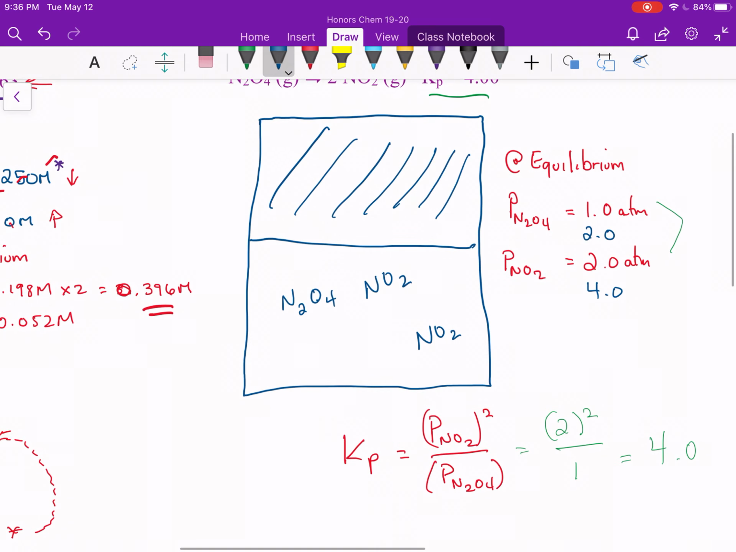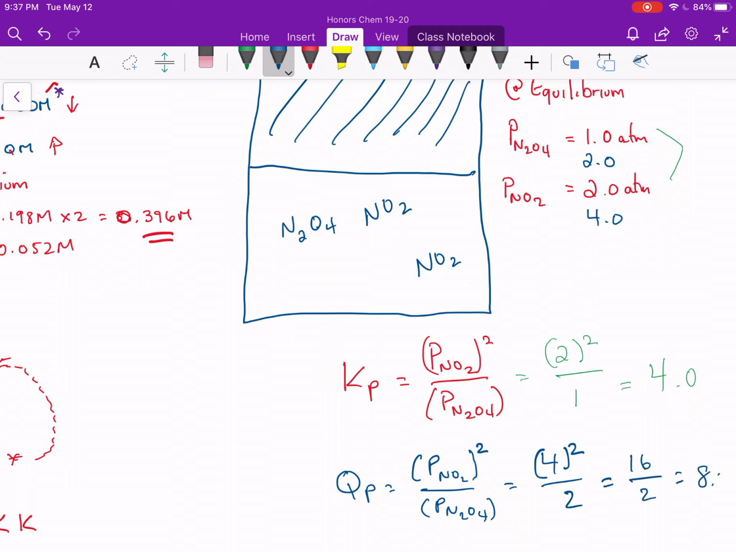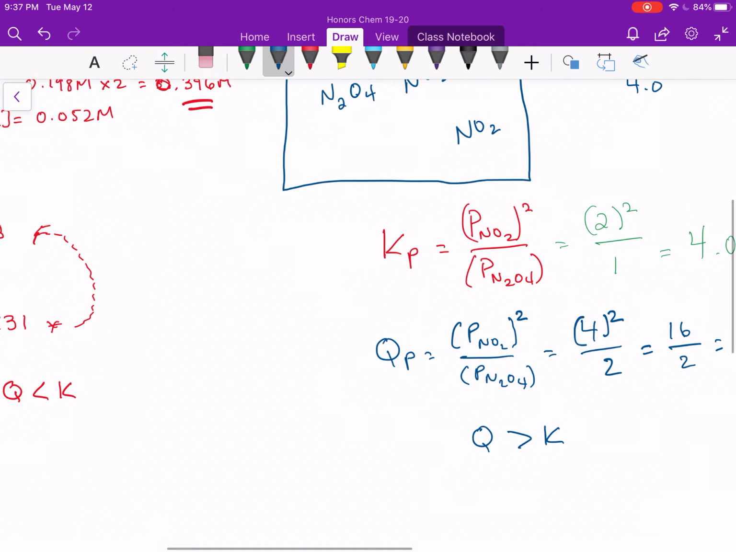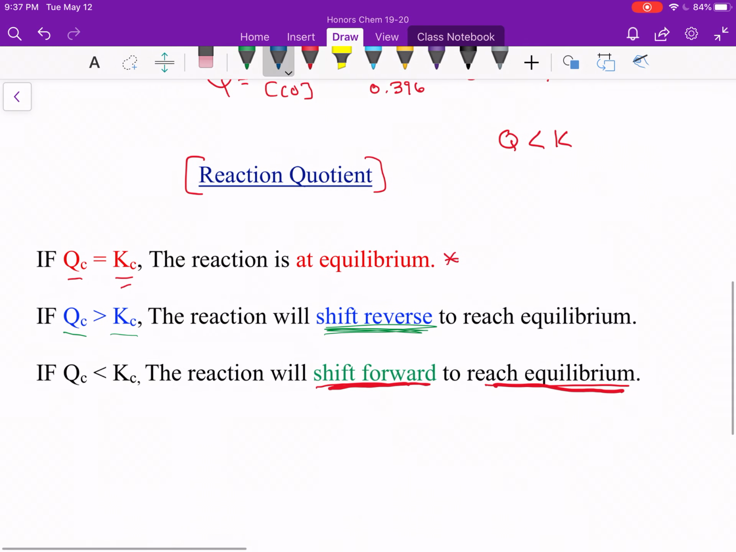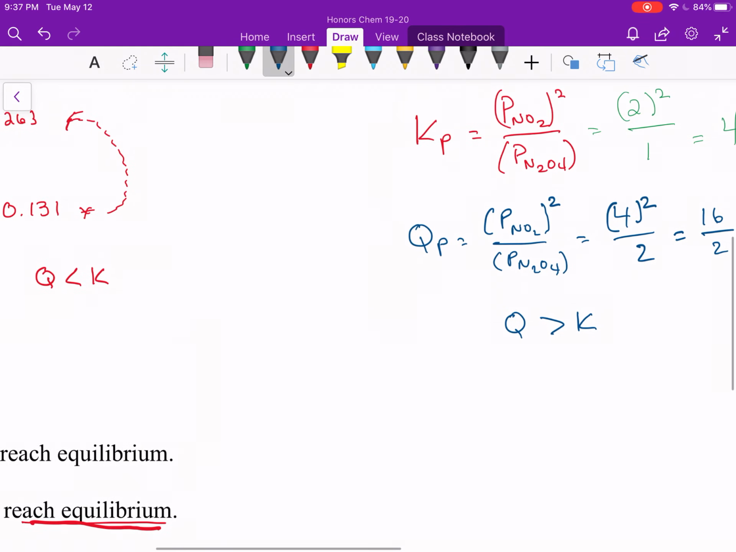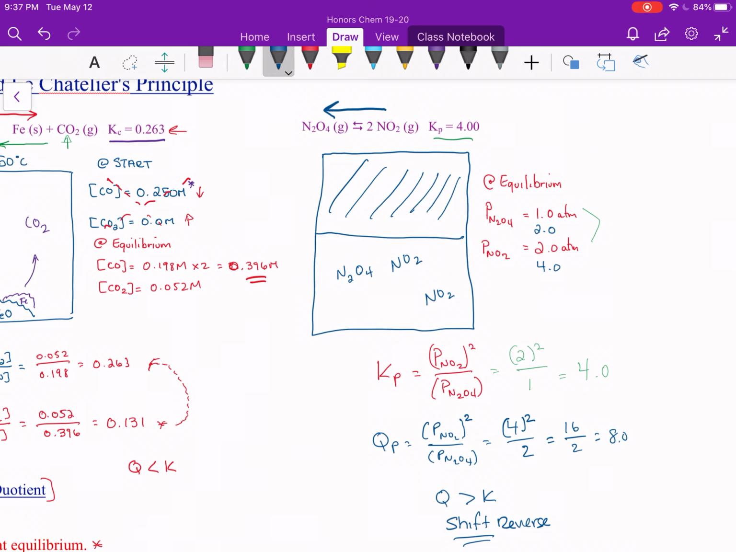Well, now we can ask, is this system at equilibrium? If we take our Qp, which is going to be P of the NO2 squared over P of the N2O4, in this case that would be 4 squared over 2, which is 16 over 2, and that's going to be equal to 8. So in this case, we see now Q is greater than K. And anytime that we see Q is greater than K, we should get a shift reverse. So mathematically, we are backing up what we see with Le Chatelier's principle.